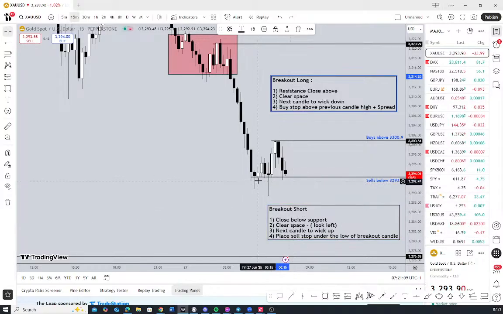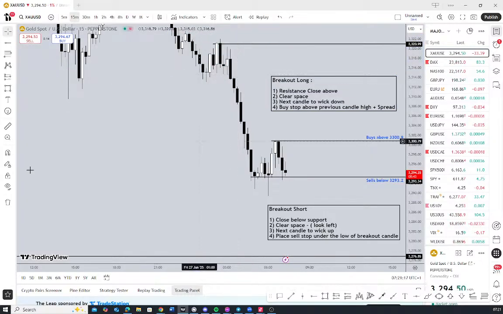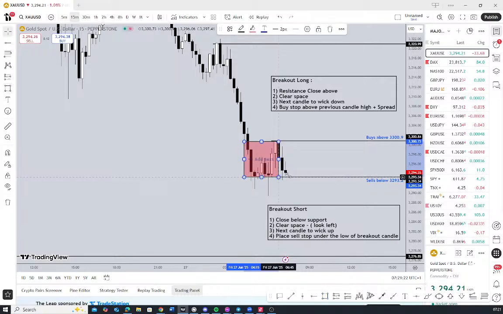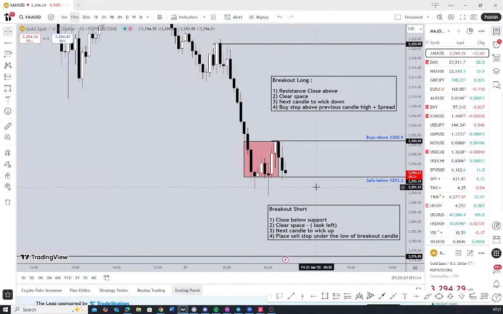So I've identified my support region here, I've identified my resistance region here, and I've got clear candle space up there. So this area that I'm just going to mark out is a no trade zone. I'm doing nothing in between those two prices.